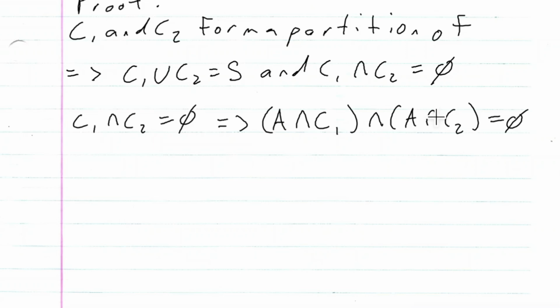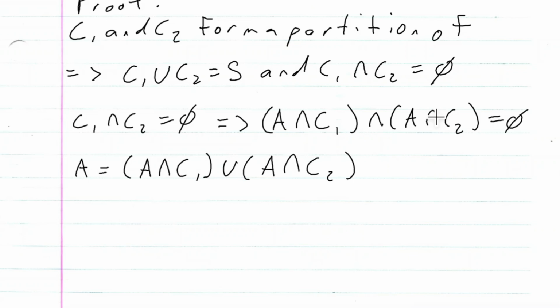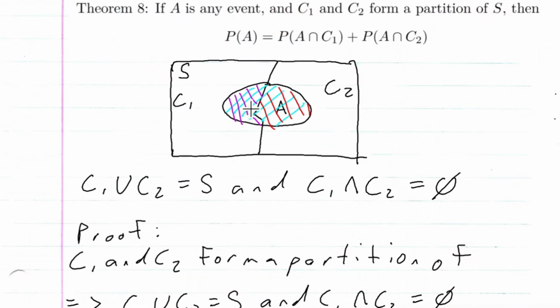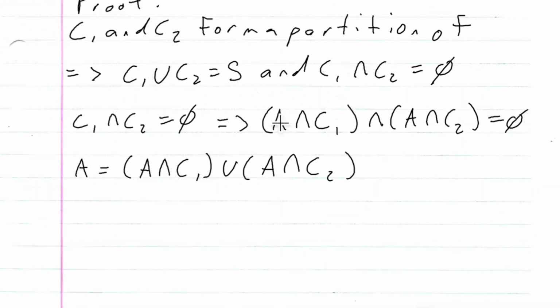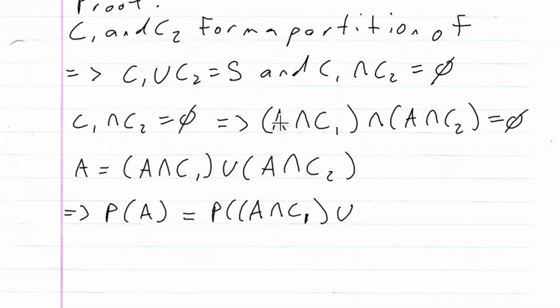So I know that A is equal to A intersection C sub 1 union A intersection C sub 2, right? I know that my A is equal to A intersection C sub 1 and A intersection C sub 2. Their union would give me all of A, right? So of course, this implies that the probability of A is equal to the probability of A intersection C sub 1 union A intersection C sub 2.